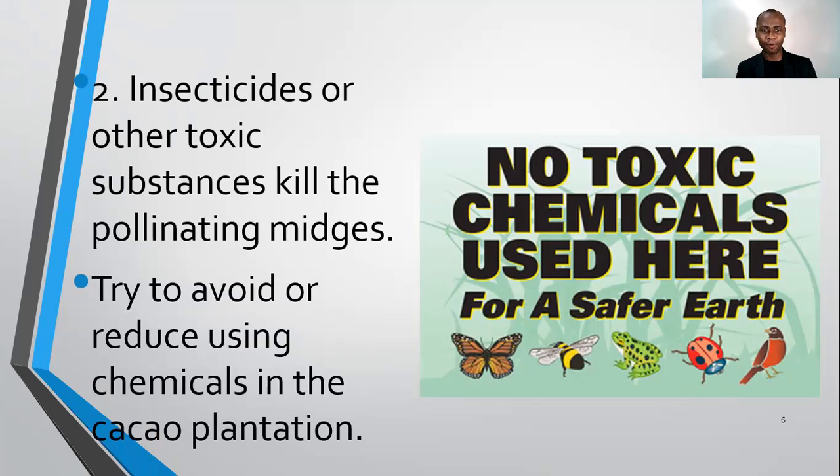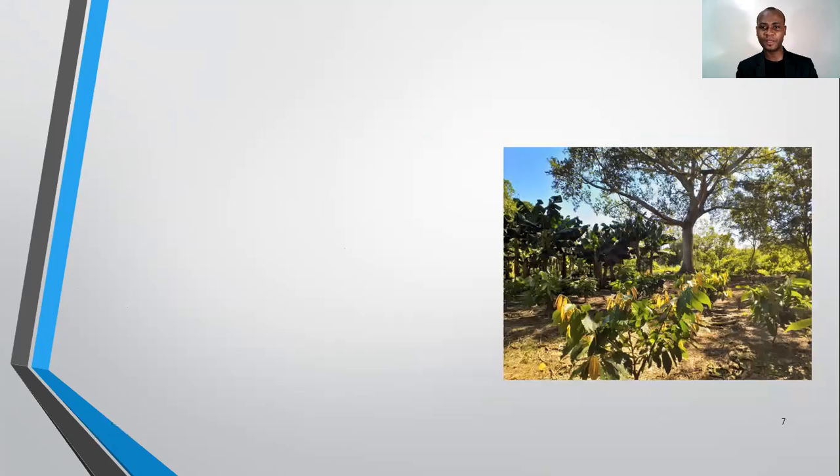So try to avoid or reduce using chemicals in a cacao plantation. Like I said, sparingly, only use them when really needed. If pests are not really a big problem on the farm, it's not advisable, because of the pollinators.